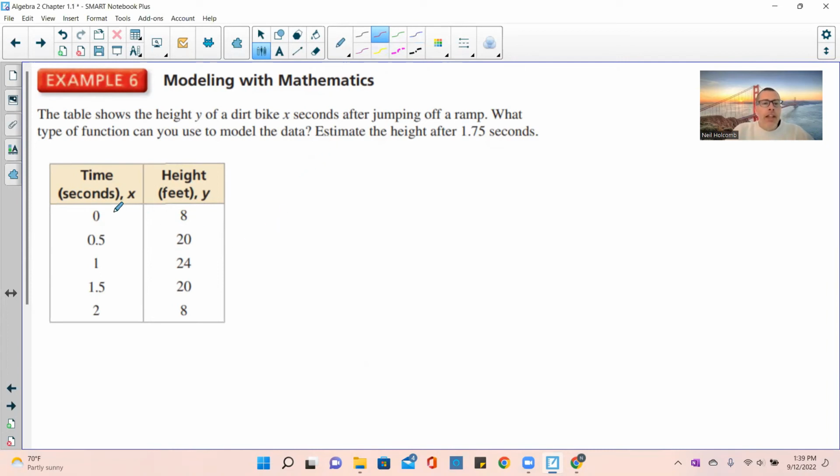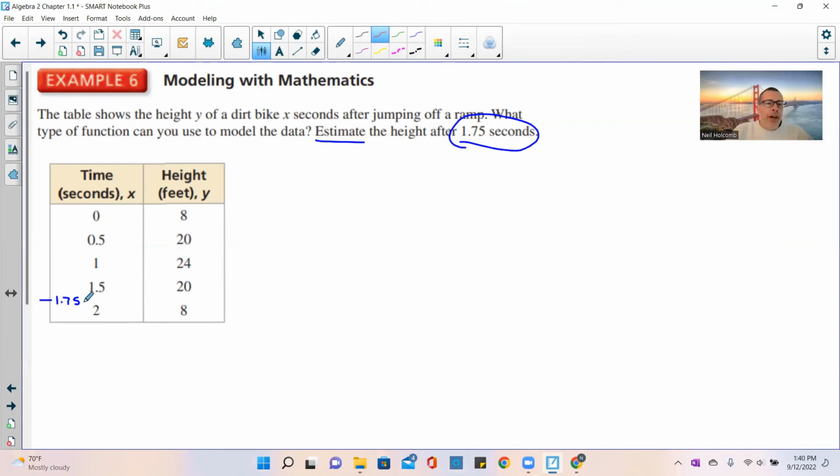And then, so 0, 8, 8, 20, 24, up until here, you could say possibly linear, possibly quadratic, but then it's decreasing, decreasing, so linear is gone. So those are the things you have to think about when you're looking at tables. But they also want us to estimate the height after 1.75 seconds. So 1.75 would be right here. So already I'm going to estimate it's between 8 and 20, right? Because 1.75 is between 1.5 and 2. So this is decreasing, so it's going to be less than 20, but still greater than 8.